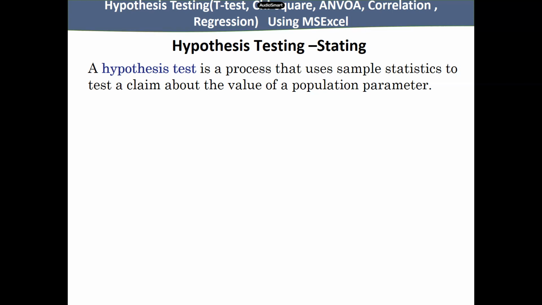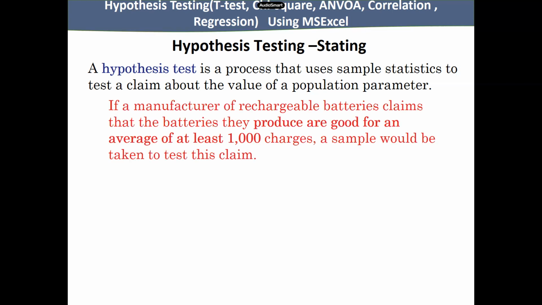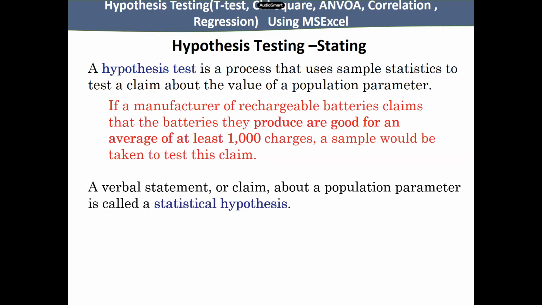So if I'm making a claim, or I'm speculating, which is a claim that you are a pastor, or sorry, you are a thief, you understand? If I say that, it's a claim. That claim has to be what? Justified. You get it? It has to be tested, right? So for instance, if a manufacturer of rechargeable batteries claims that the batteries they produce are good for an average of at least 1,000 charges, a sample will be taken to test this claim. You get it? A sample will be taken to test this claim.